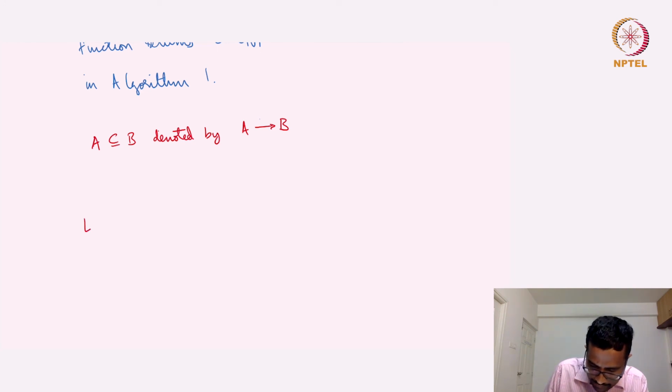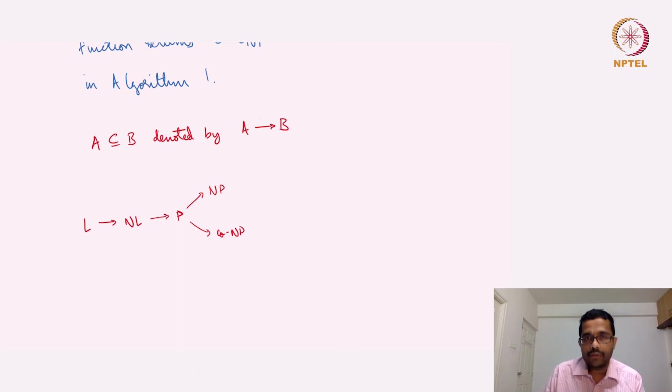So we know that L is contained in NL. Okay. So I am using the right arrow to denote containment. And we know that NL is contained in P. Right. We do not know whether L is a strict subset of NL. We do not know if NL is a strict subset of P, right? And we saw P is contained in NP. We saw P is contained in co-NP. But between NP and co-NP, we do not know how they interrelate.